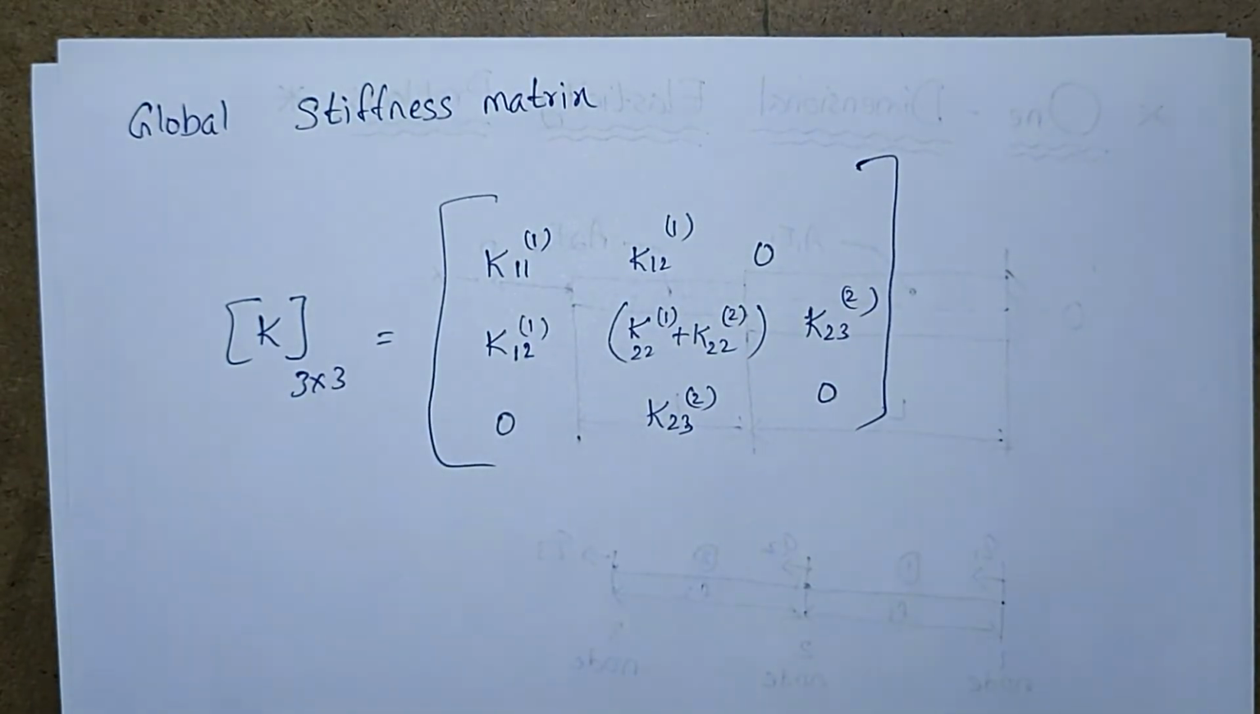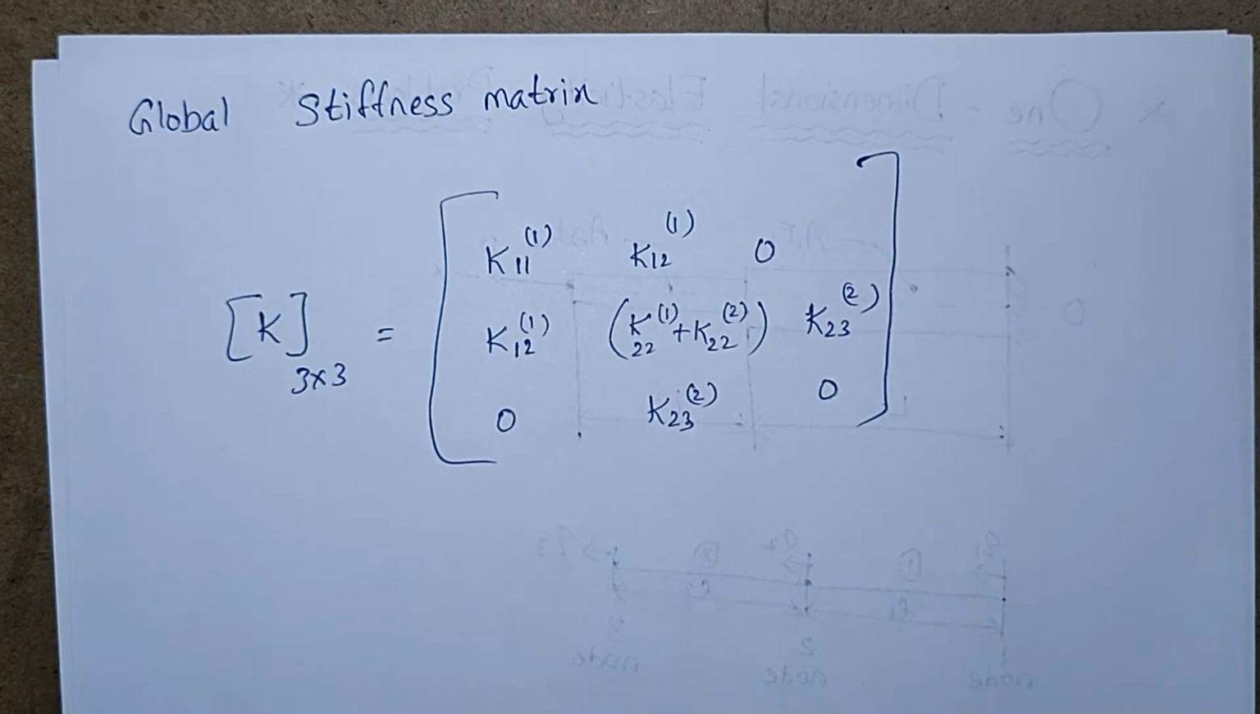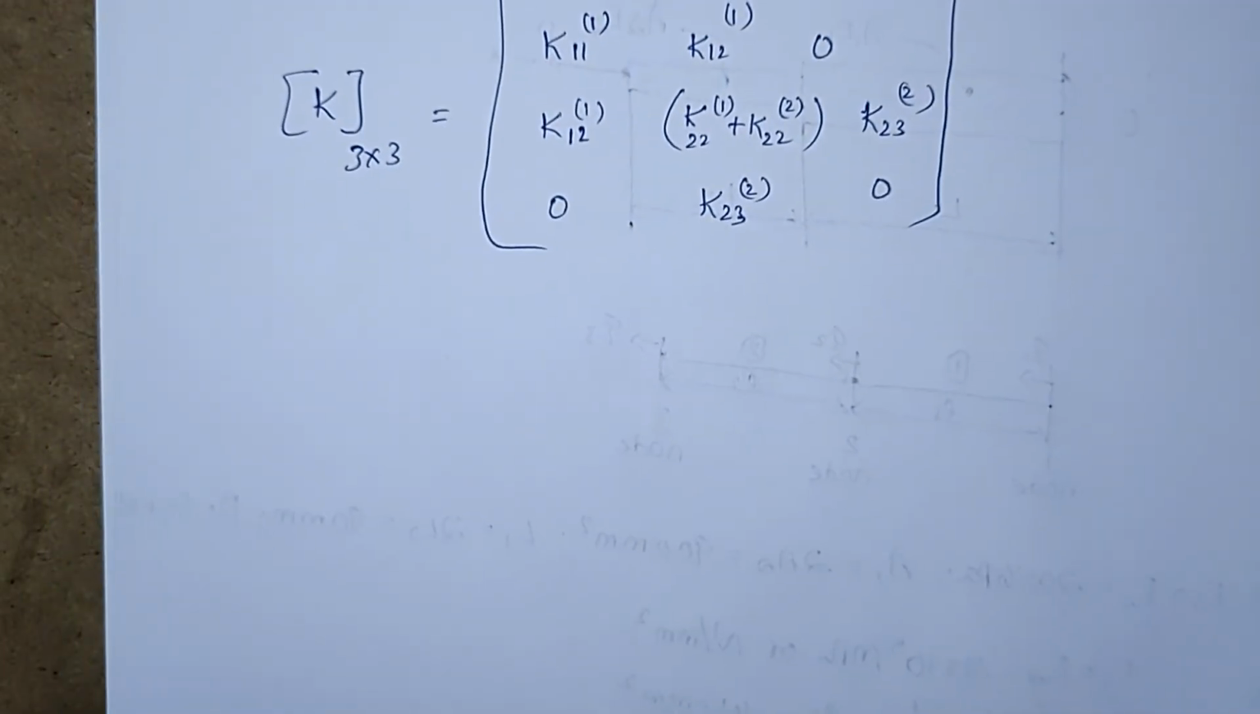Okay, so this is the global stiffness matrix for the given problem. I think all of you are understanding this one. Now we will put our values in this global stiffness matrix, because here we observe that there is a summation of two terms, since both elements contribute to node 2 and the node is common for both the elements. Okay, now we will go for the next step.